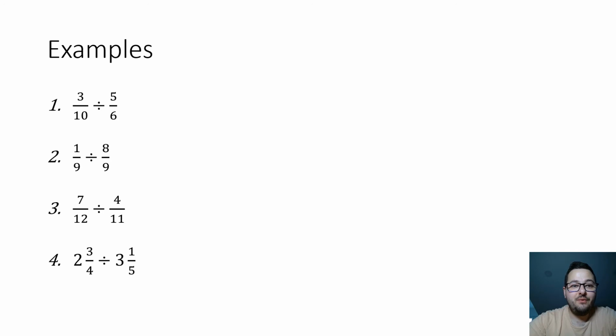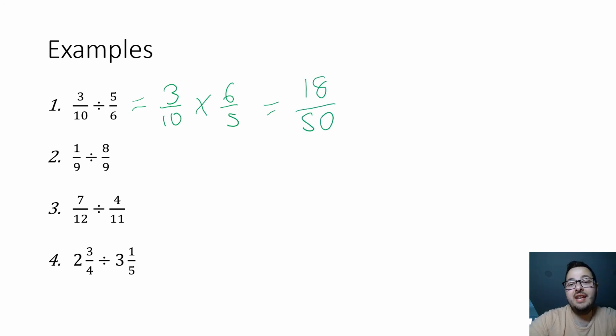Okay, let's just do a few examples then. So the first one is 3/10 divided by 5/6. So we keep the first one, we flip the second one, so instead of 5 over 6, it's 6 over 5, and we change the divide to a times. And then 3 times 6 is 18, 10 times 5 is 50, that simplifies to 9 over 25.